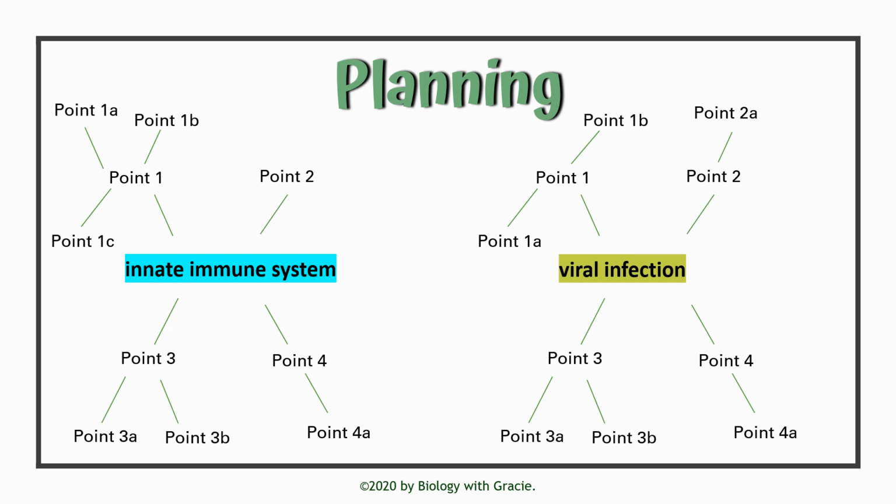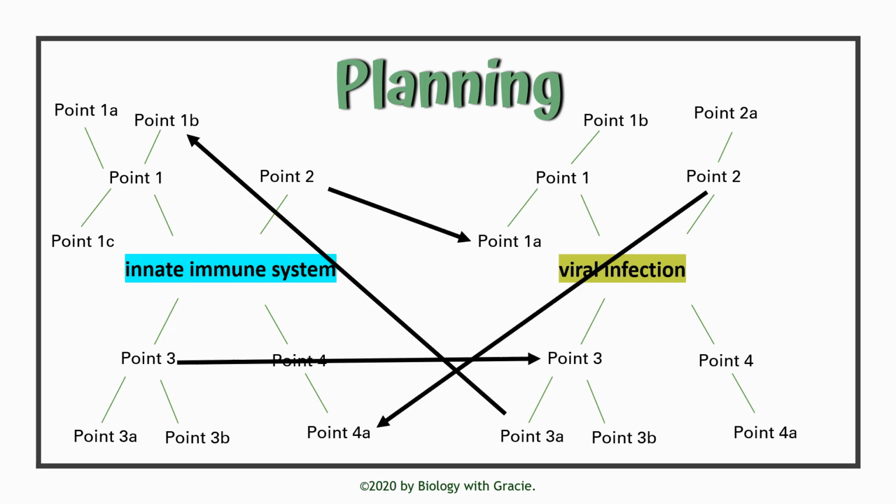For example, for innate immune system, point 1 could be dendritic cells, and then point 1A could be the mechanism of action of dendritic cells, for example. And the same with viral infection. You can pick out key things that are important and then add things on as you go. And then this way you can really get all your ideas out onto 1 or 2 pieces of paper, and you can really see where you can go with your essay.